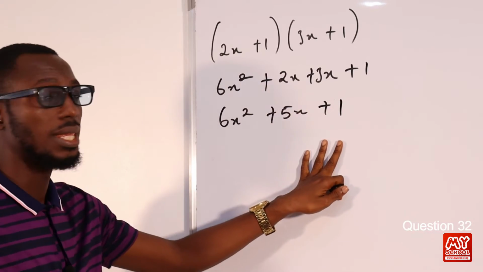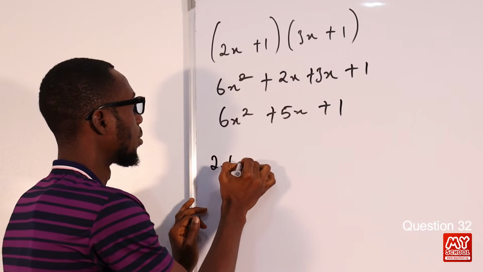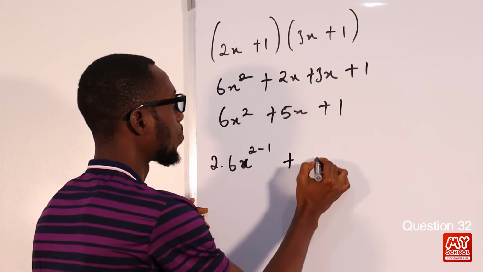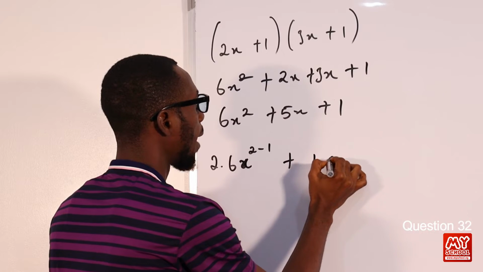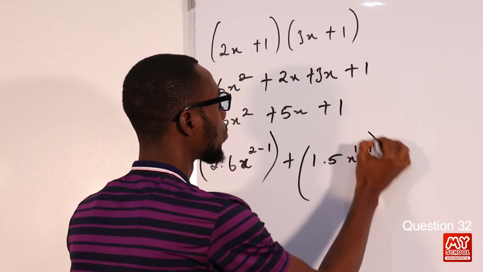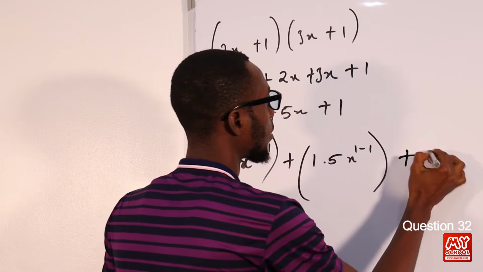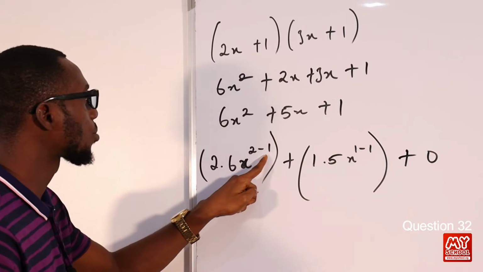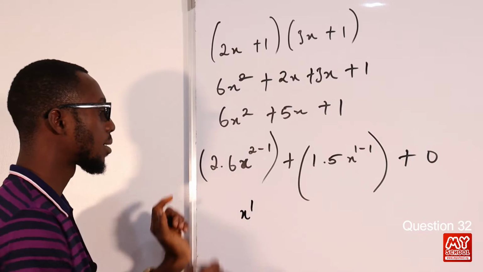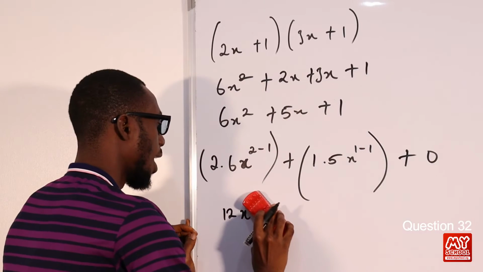So if we differentiate this, remember differentiation: x raised to power 2 minus 1, plus this is raised to power 1 times 5, x raised to power 1 minus 1. The derivative of a constant equals 0. So 2 minus 1, we have 1, so we have x raised to power 1. 2 times 6, we have 12. So x raised to power 1 is still x, so I can leave it as x.